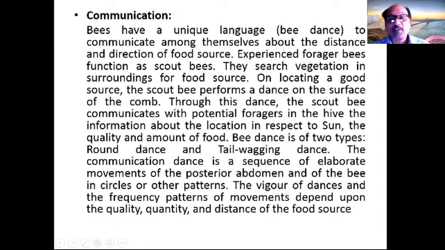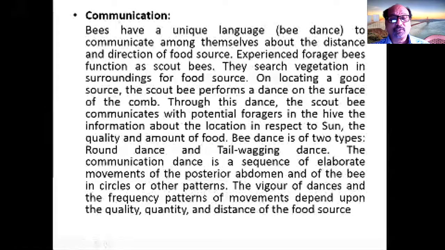So the experienced forager bee functions as the scout bee. They are the guide or the scout bee. They search the surrounding vegetation for food sources. On locating a food source, the scout bee performs a dance on the surface of the comb. Through this dance, the scout bee communicates with the potential foragers in the hive the information about the location with respect to the sun, and the quality and amount of food.